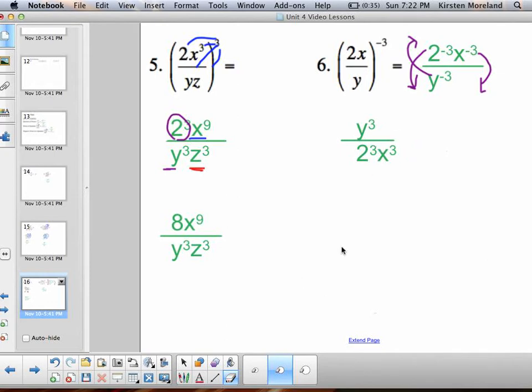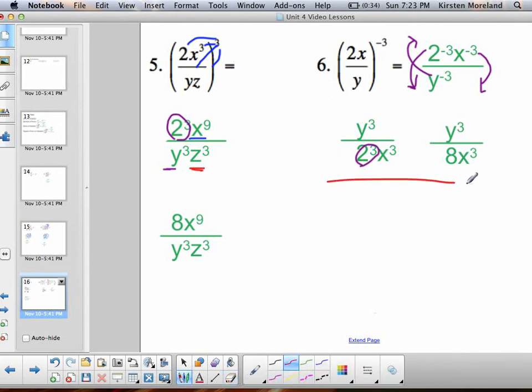Again, the last step on this, there are no like bases, so my last step is just simplify that number there. You should know that 2 to the 3rd is now 8. That's one method, okay? So we're going to just draw a line there. Another method would be to flip it right away.